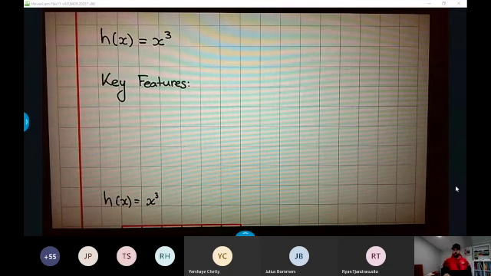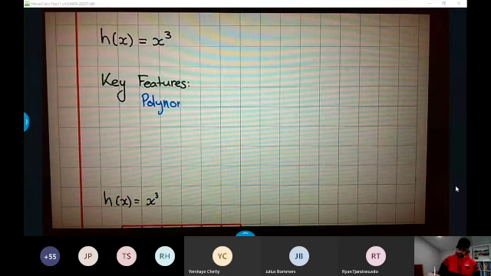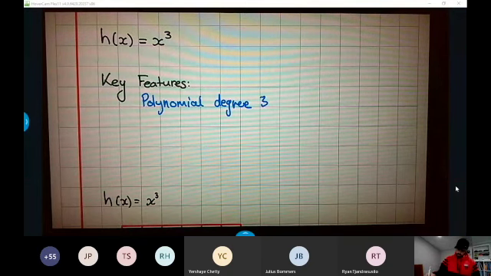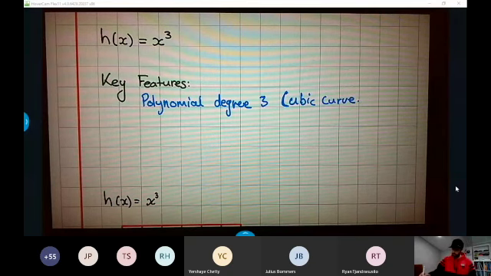All right, so what we're going to do quickly in the next few minutes is do exactly what we did with the previous function with this function, go through those points. I'll let you type it in Desmos and get it to reflect for you and match up. So h of x, its key features. It's a polynomial of degree 3, which is a cubic curve. Cool.